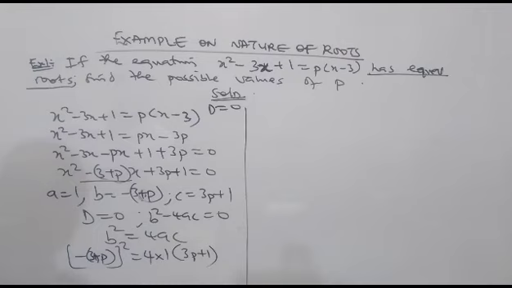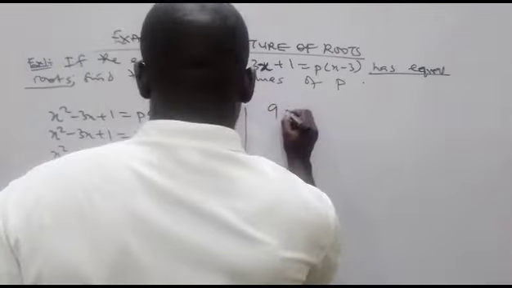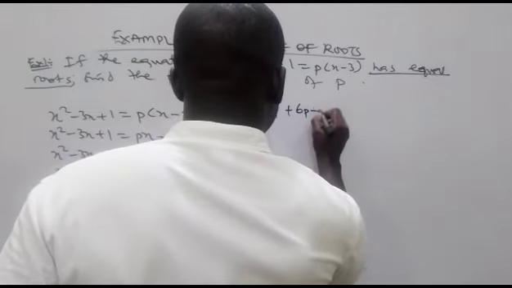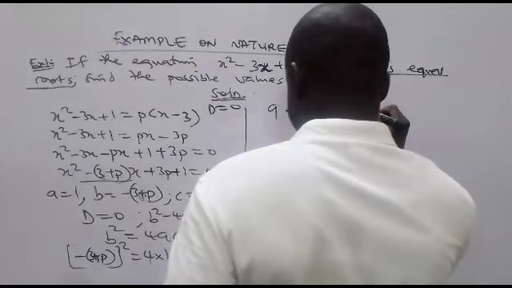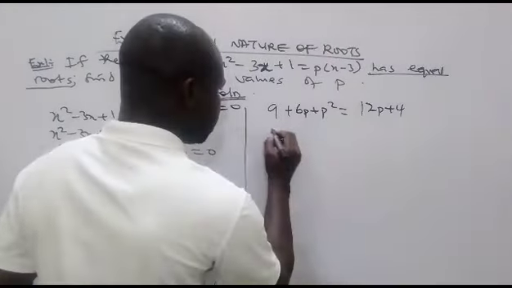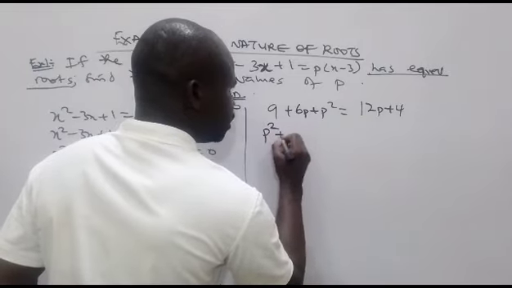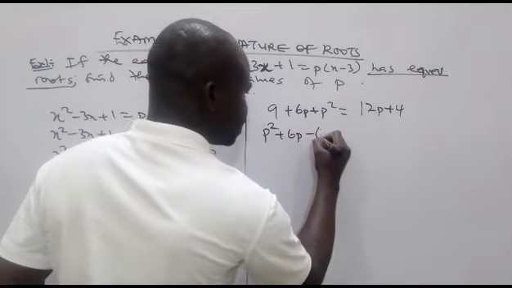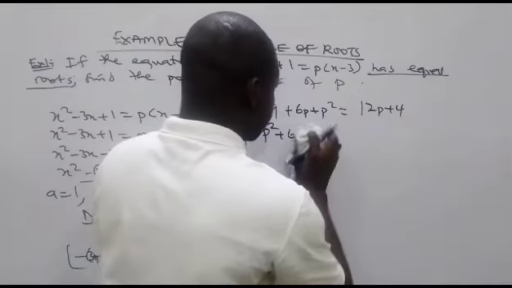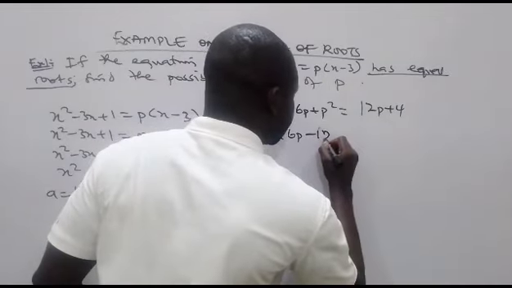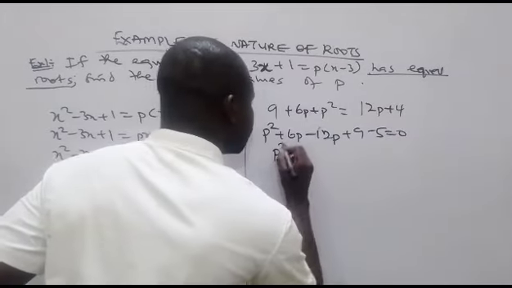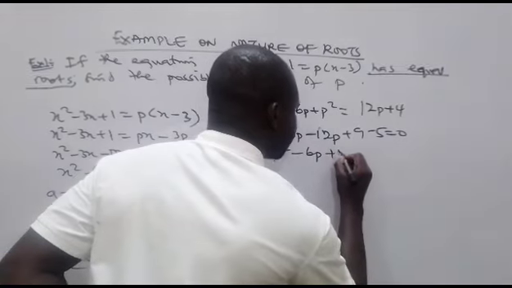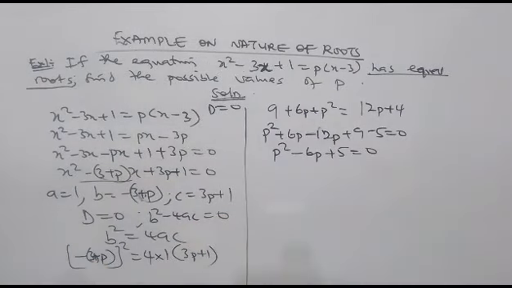Then if you open up here, minus times minus will be plus. If you open up here, we are going to have 9 plus 6p plus p squared on the left hand side. On the other side, we are going to have 12p plus 4. So let's continue. We have p squared plus 6p. If this one should come in, we have minus 6p and minus 12p, that's minus 6p. Then we have plus 9 minus 4 equal to 0. Then here we are going to have p squared minus 6p plus 5 equal to 0. That is the quadratic equation.